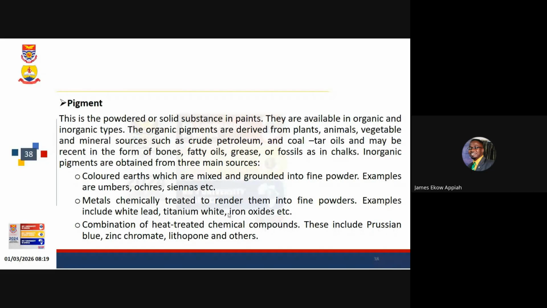Okay. So just as I was saying, in oil paint, we have four constituents or components that form it. One is pigment. The second one is thinner. The third one is dryer. And then the fourth one is medium or oil.